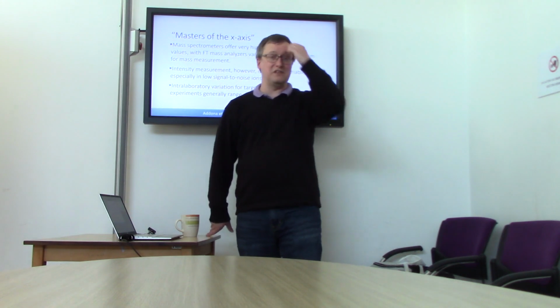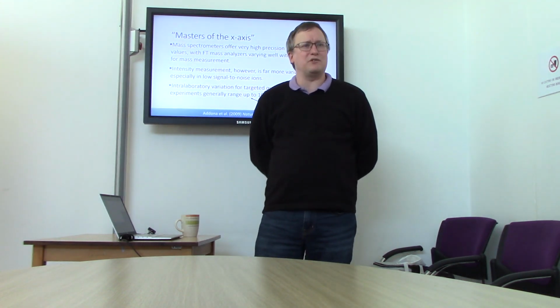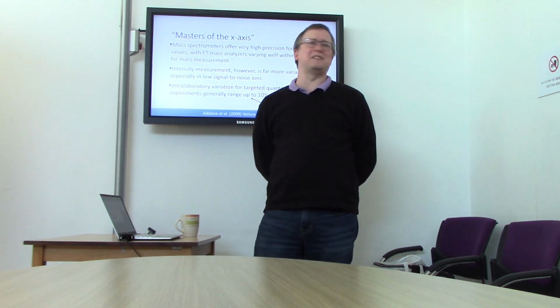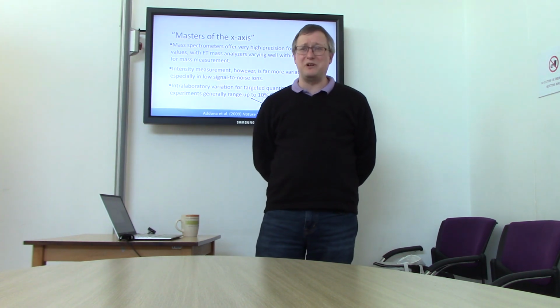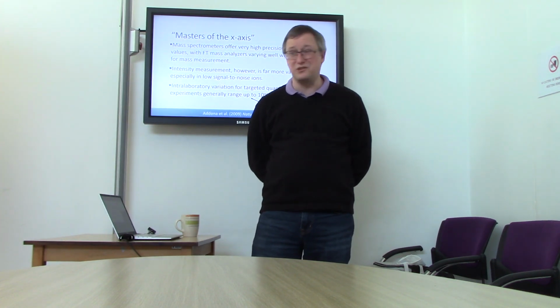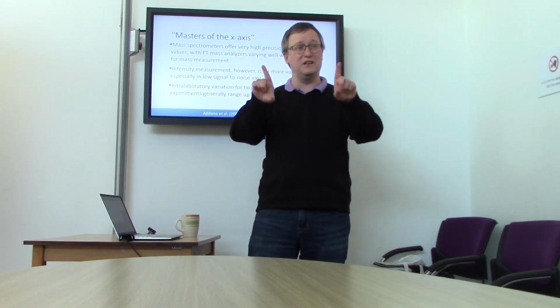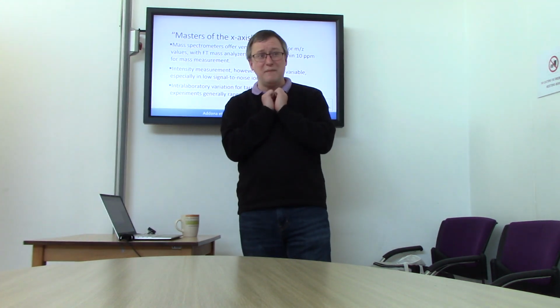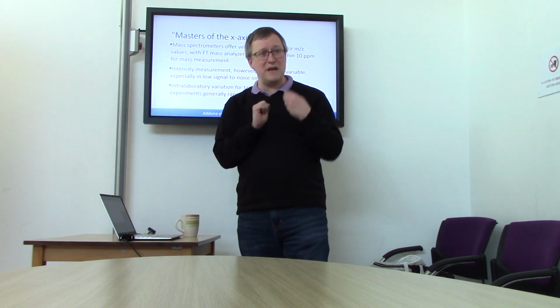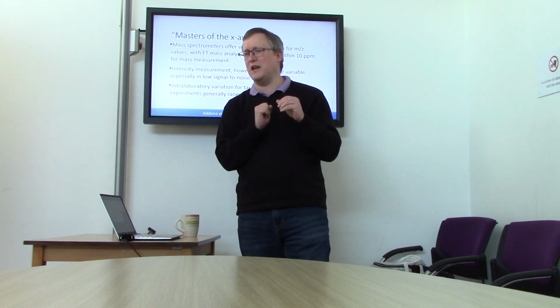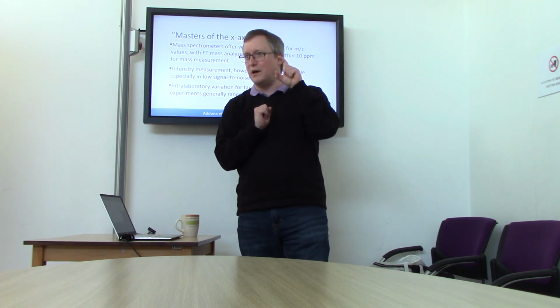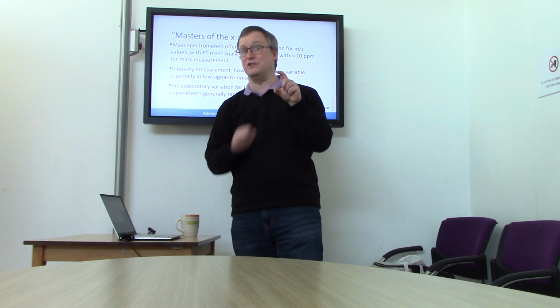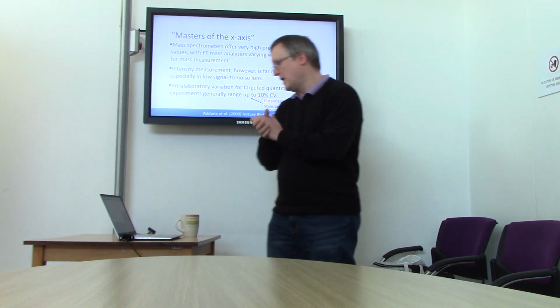So let's start with the saying that mass spectrometers are masters of the x-axis. Mass spectrometers are really, really good at resolution, at being able to discern between ions that have very, very similar mass to charge values. And they're very mass accurate. Given a mass value from a well-calibrated mass spec, you know this particular ion's mass to charge very, very accurately.